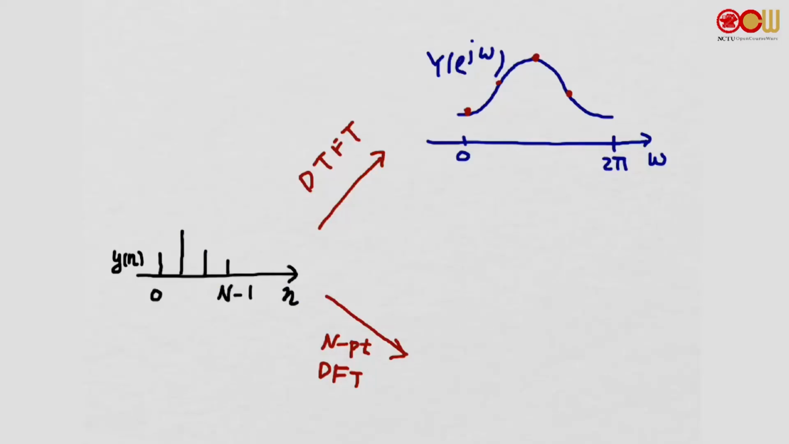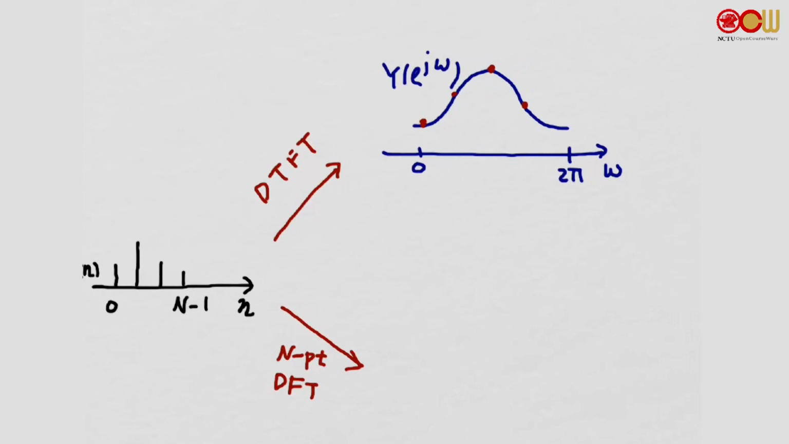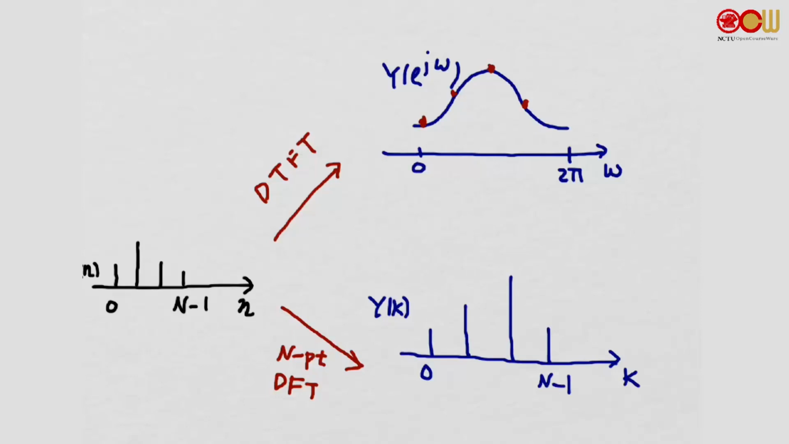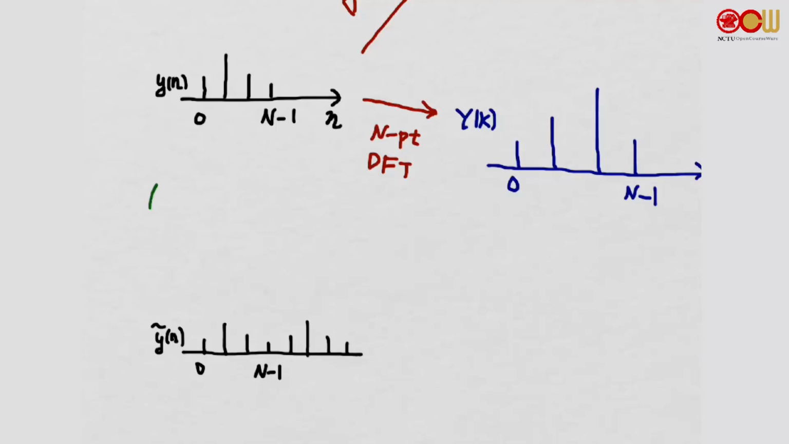Now let's do a little summary here. Suppose we are given a sequence y n. It has n points from 0 to n minus 1. We can apply the discrete time Fourier transform on y n, and we get Y e to the j omega. Y e to the j omega is a function of omega, a continuous variable. And we can also sample Y e to the j omega. We get the n-point DFT, which is a sequence of k. Y of k is the sequence obtained by sampling the Fourier transform Y e to the j omega. Then we get a sequence from 0 to n minus 1, a sequence y k. Now suppose we do periodic extension.